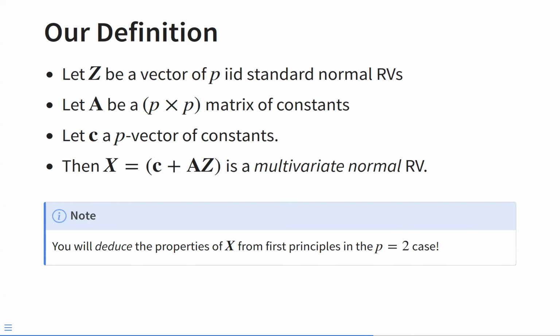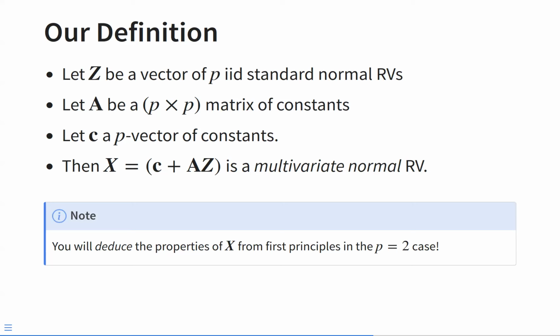And now I am ready to define the multivariate normal random variable. There are many different ways that you can do this, but I have a particular pedagogical preference for defining it in the way that I've done on this slide. So my preference is to begin with a vector of P independent and identically distributed normal random variables. I'm going to call that vector Z. So Z is a random P vector of independent standard normals.